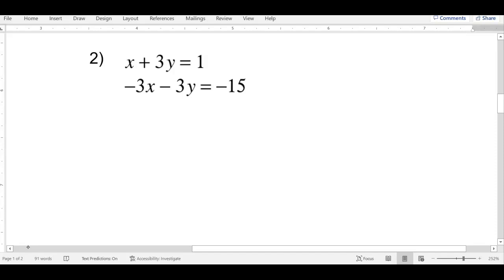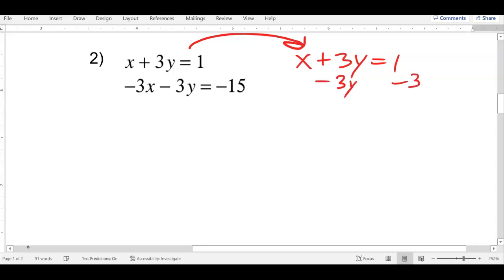And we'll keep going. I'm going to take that first equation, and I'm going to solve it for x. So I'm going to bring it over here. x plus 3y equals 1. If I solve that for x, what do I need to move over? The positive 3y. How do I get rid of a positive 3y? Negative or subtract. So minus 3y, minus 3y.